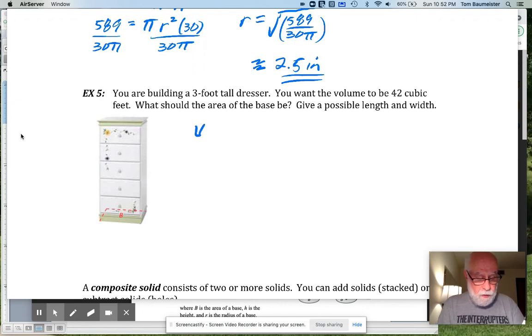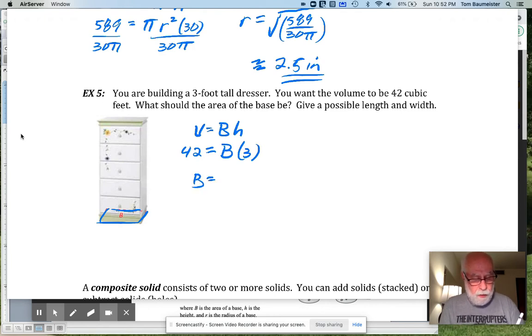So volume is equal to, again, capital B times H, where B is our area of the base. So there's our base right there. Remember, we have another one on top, but it's the same thing. So I can say that 42 feet is equal to our base, which we don't know what it is, times our height, which in this case is 3. So to get B by itself, I'm going to divide both sides by 3. And when I do that, I'll get 14.